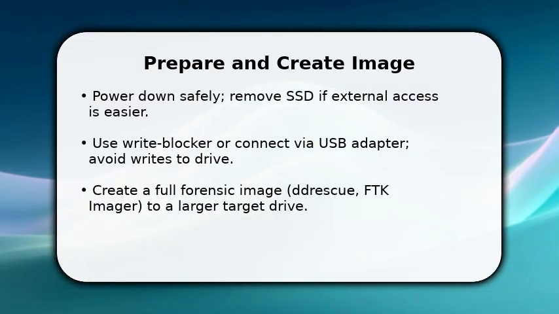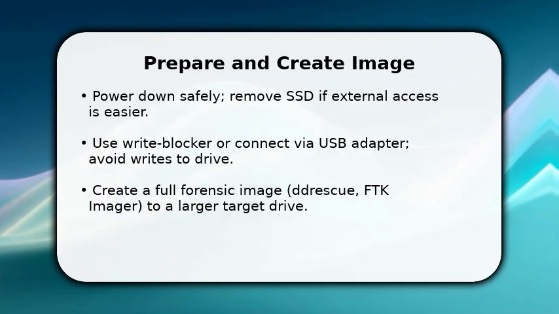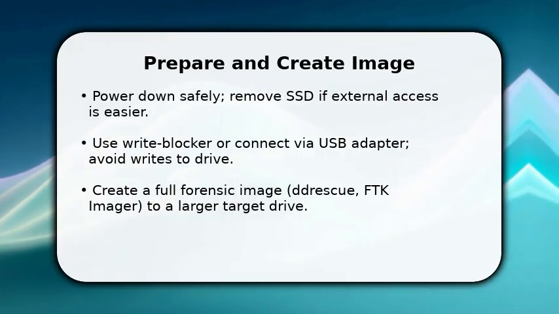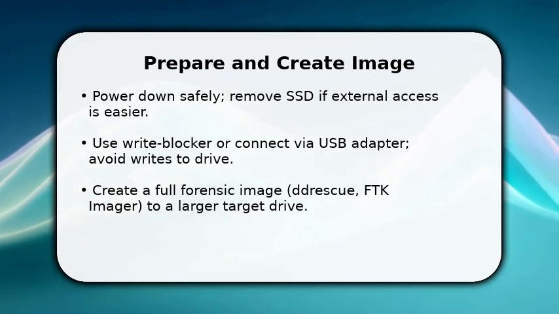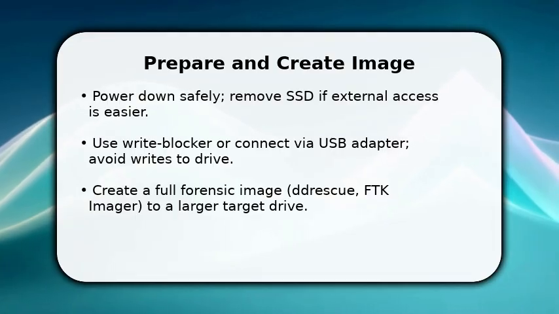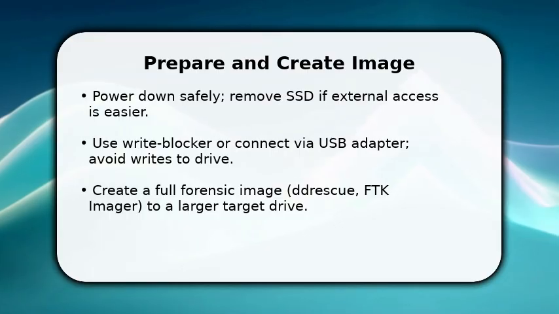You start by isolating the SSD and preventing any further writes. That preserves current data. Once connected through a write blocker or a trusted USB adapter, begin a sector-level image with DDRescue or FTK Imager to a larger destination. Make sure to log device ID and imaging parameters. This gives you a reproducible baseline.